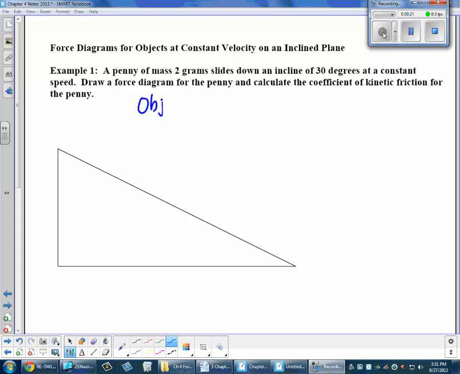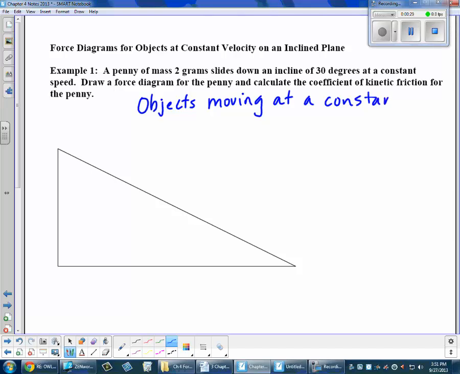Objects moving at a constant velocity have a net force of 0. In other words, all of the forces on such an object will balance out. Let's look at this example. It says a penny of mass 2 grams slides down an incline of 30 degrees at a constant speed. Draw a force diagram for the penny and calculate the coefficient of kinetic friction for the penny.